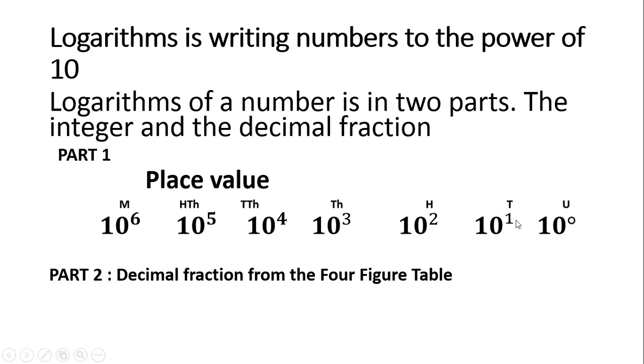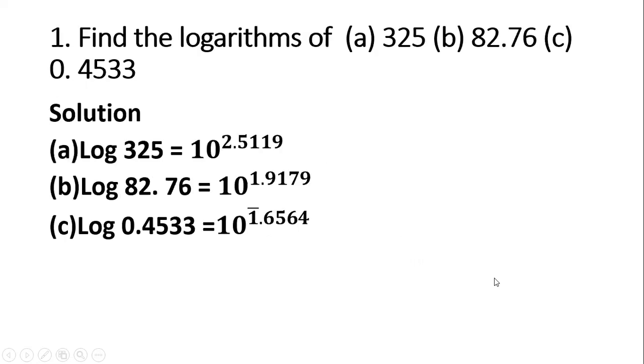10 has 1 zero, 10 raised to the power 1; 100 has 2 zeros, 10 raised to the power 2; 1000 has 3 zeros, 10 raised to the power 3; 10,000 has 4 zeros, 10 raised to the power 4; 100,000 has 5 zeros, 10 raised to the power 5; a million has 6 zeros, 10 raised to the power 6. And the second part of the logarithm is the decimal fraction, which we normally see from our four-figure table, and these are written as decimal numbers.